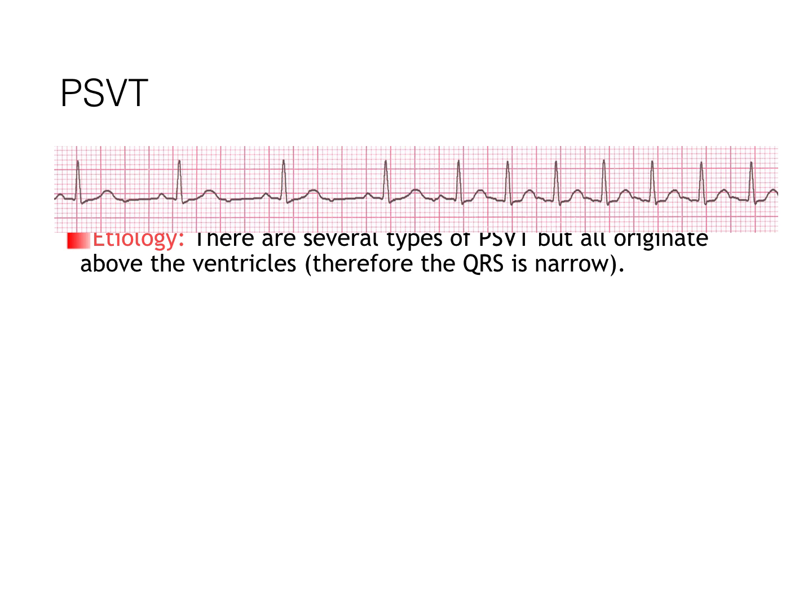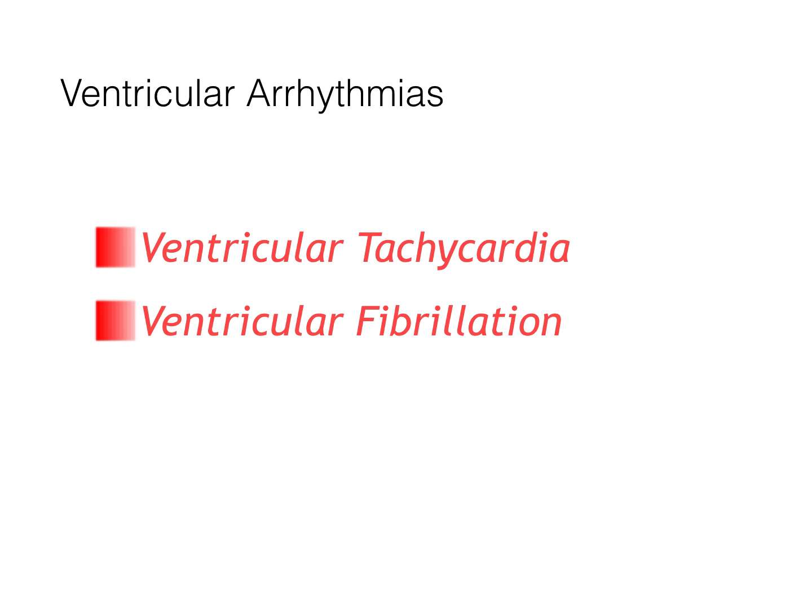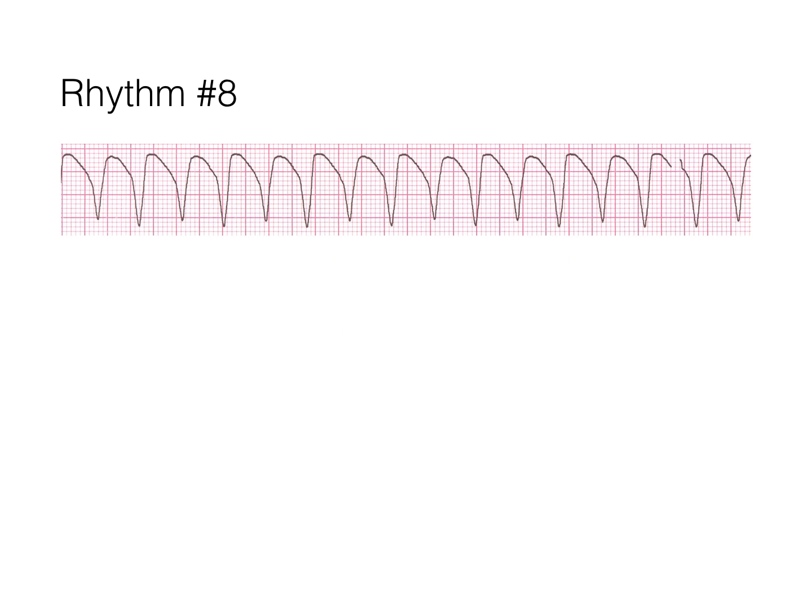There are several types of PSVT, but all originate above the ventricle. That's why the QRS complex is narrow in PSVT. Ventricular arrhythmias: ventricular tachycardia and ventricular fibrillation.